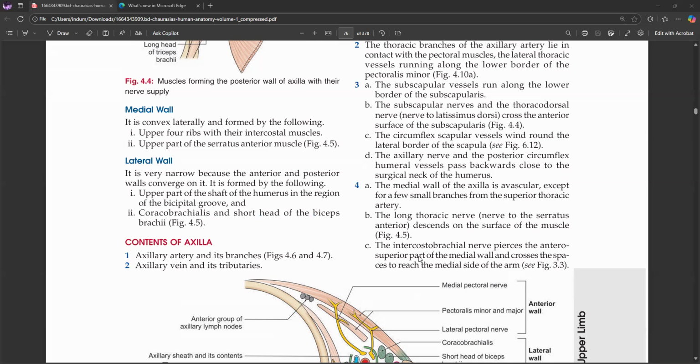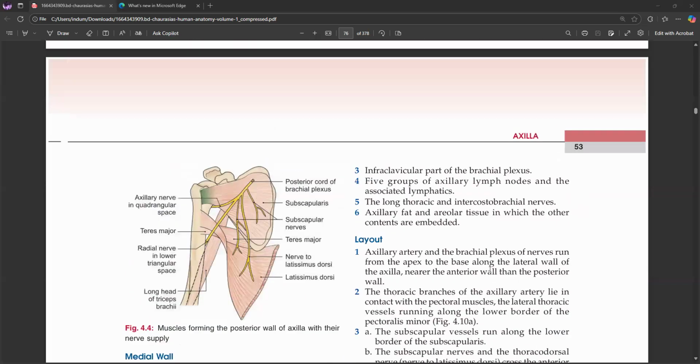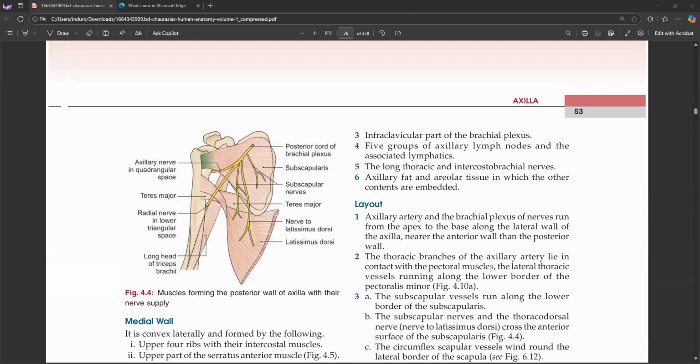Contents of the axilla. Axillary artery and its branches, figures 4.6 and 4.7. Axillary vein and its tributaries. Infraclavicular part of the brachial plexus. Five groups of axillary lymph nodes and the associated lymphatics. The long thoracic and intercostobrachial nerves. Axillary fat and areolar tissue in which the other contents are embedded.